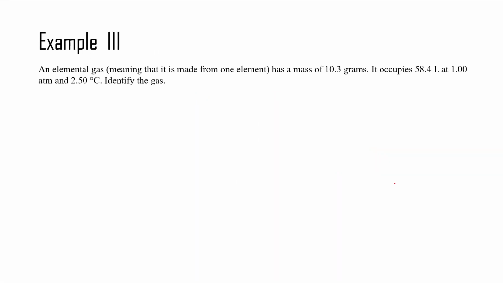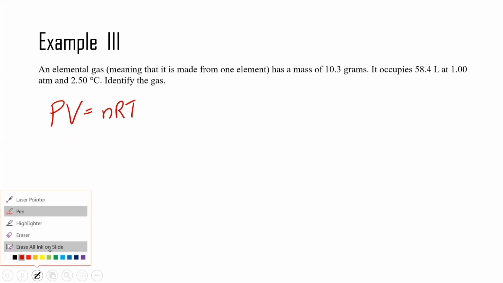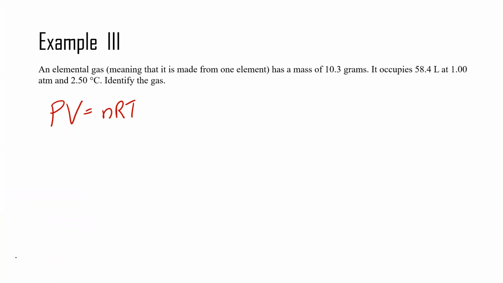So, an elemental gas, meaning that it is made up of only one element, has a mass of 10.3 grams. It occupies 58.4 liters at 1 atmosphere and 2.5 degrees Celsius. Identify the gas. So, we're going to be using PV equals nRT, and as I advised, I would highly recommend that we write P, V, n, and T. R is a constant, so there's no real need to write it.